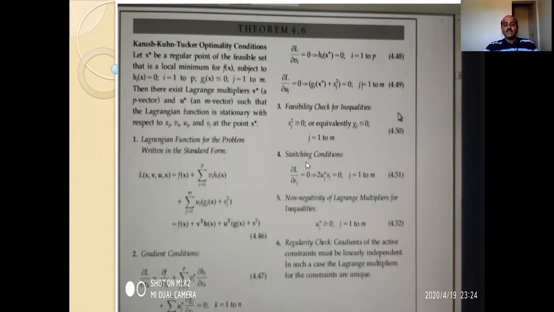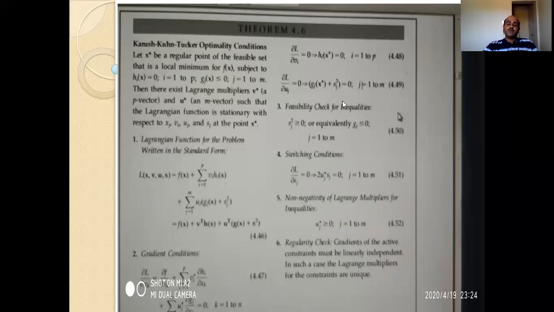Okay, and then switching conditions. This is not required. Non-negativity of the Lagrange multiplier for inequality. This is another important one: uj star greater than or equal to 0, j is equal to 1 to m. And the regularity check: gradients of the active constraints must be linearly independent. In such a case, the Lagrange multipliers for the constraints are unique. This is very, very important for you.